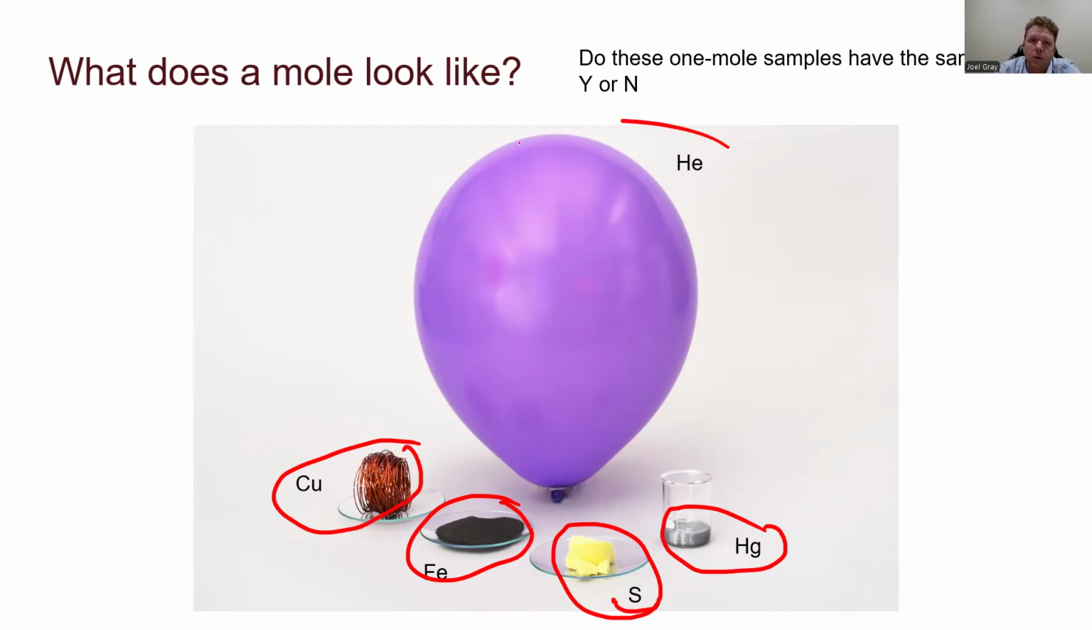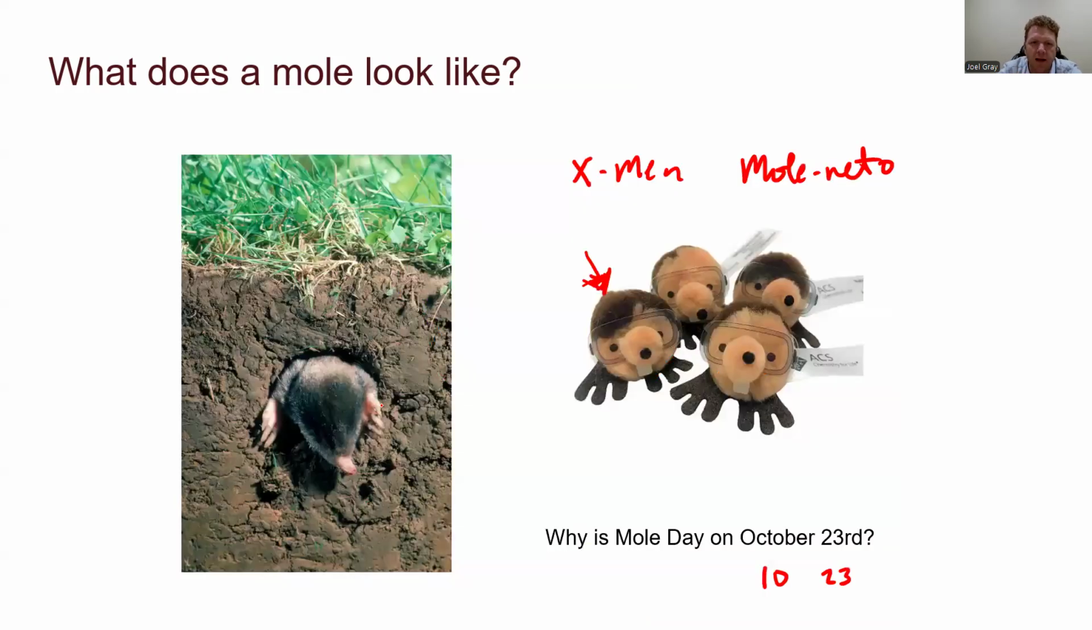Now, these things look drastically different because they are. The makeup of copper, iron, sulfur, mercury, helium, they are all different from one another. They have different masses because the individual atoms, a copper atom, is different from an iron atom. And I'm going to jog back a second.